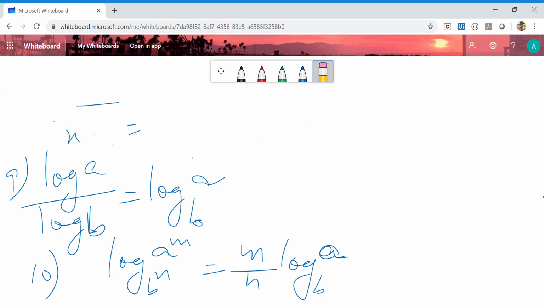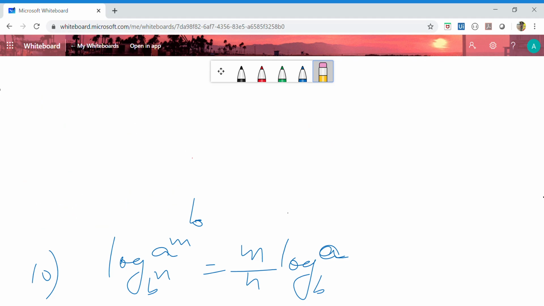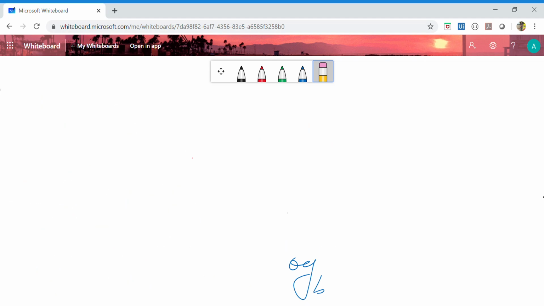So based on these laws, today I will explain exercise 1.5, all models. From each problem, one or two sums I will explain.